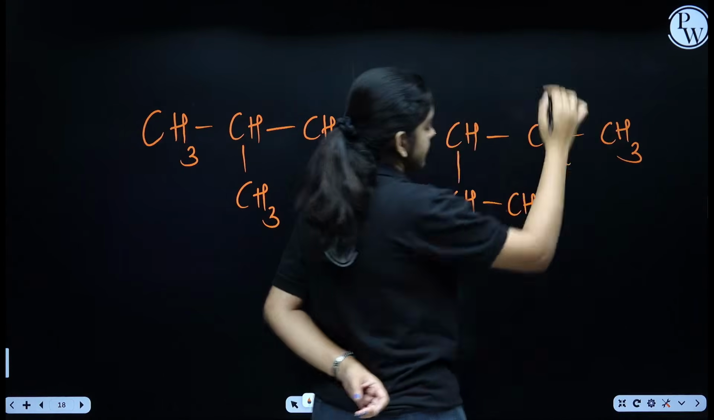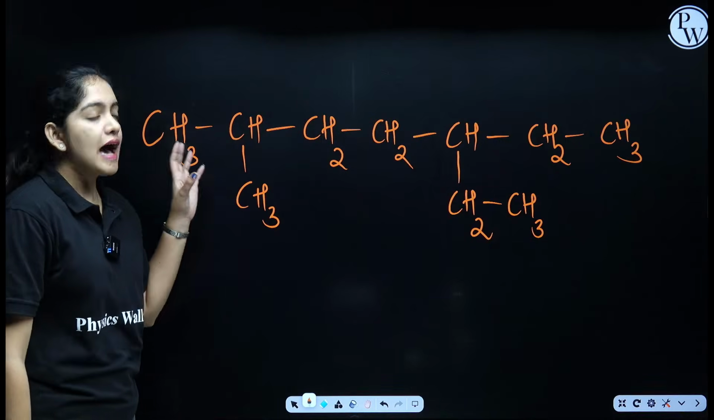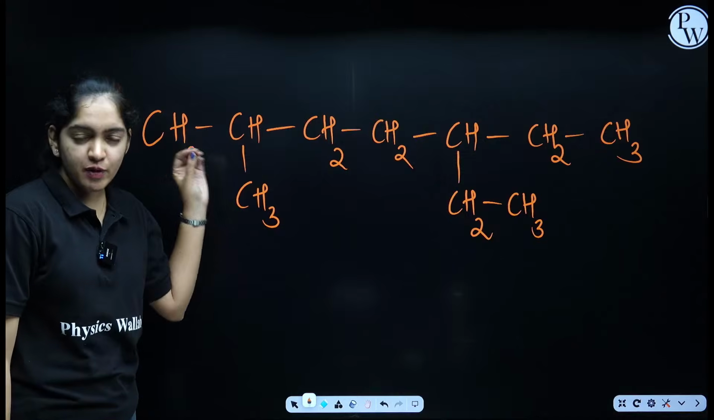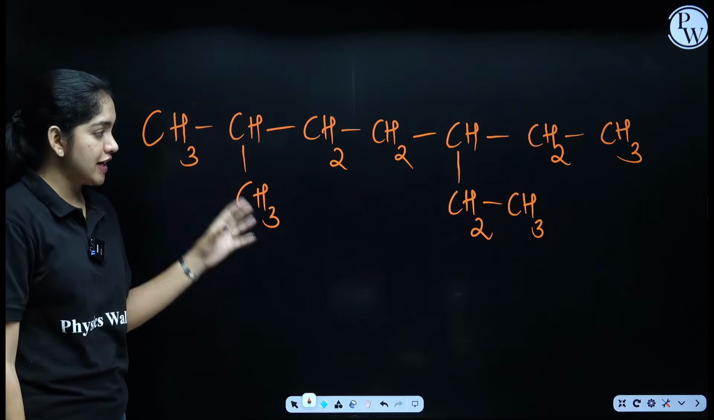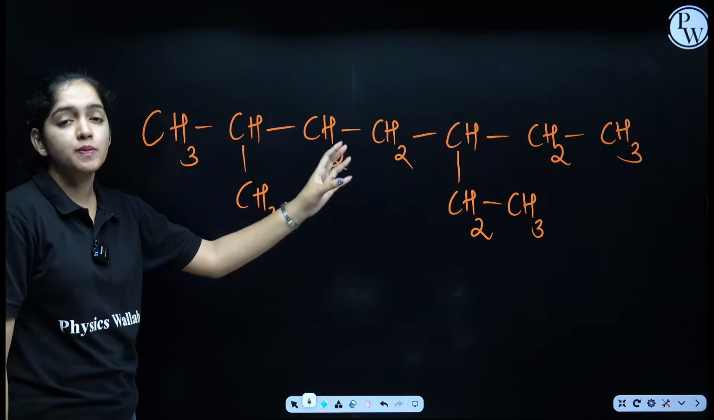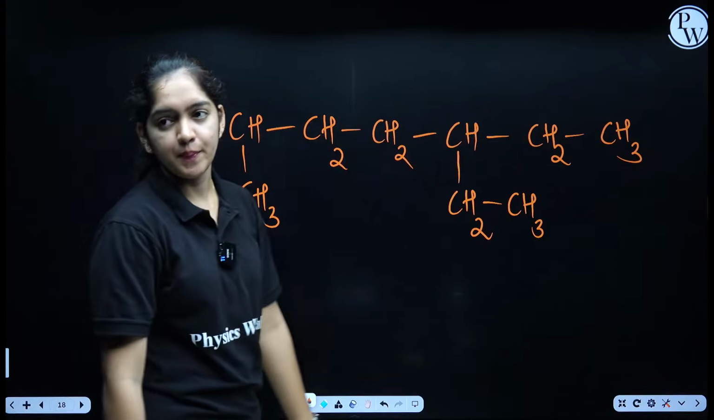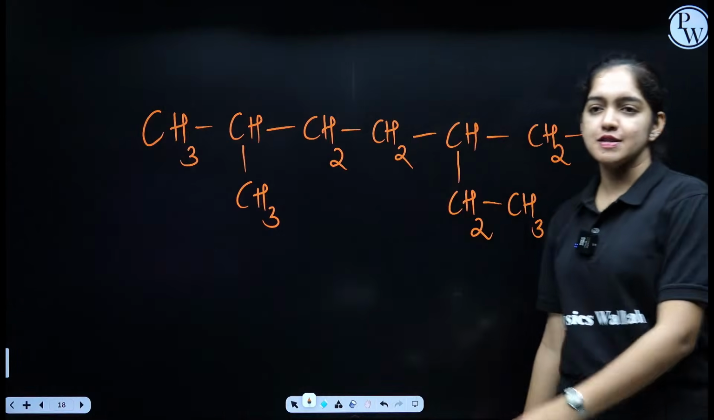So this is a question. Try to do this question. Just identify the parent chain, give numbers for the branches, and the branches should be numbered according to the alphabetical order, and the number should be least for the one coming first alphabetically. Okay. So what will be the answer for this one?